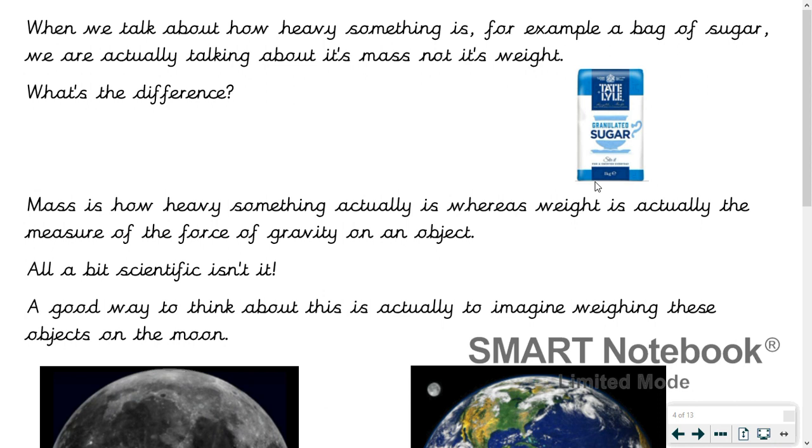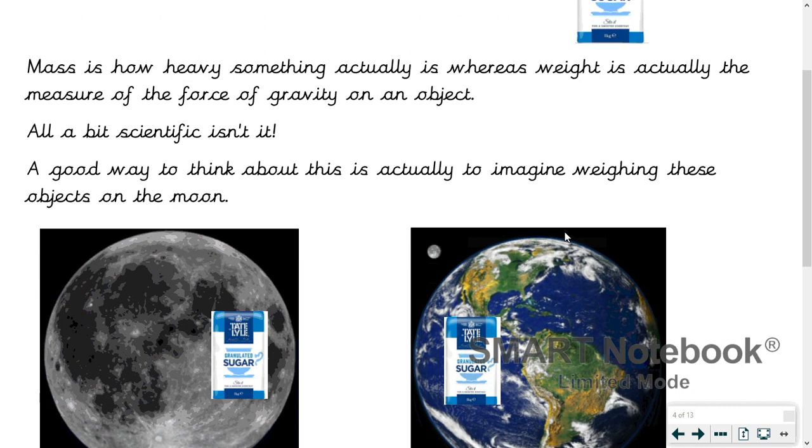Weight is actually the measure of the gravitational pull on it. So we know gravity's pulling things down. That has a lot to do with the weight. Now, going into gravity is a bit of science. So it's all a bit scientific. So I'm going to see if I can help you in our maths to understand it a little bit better.